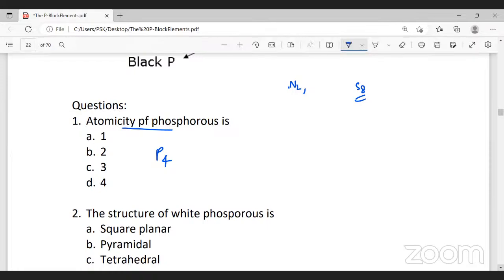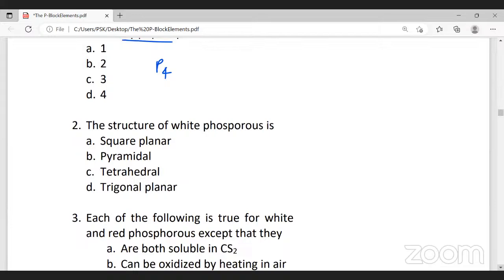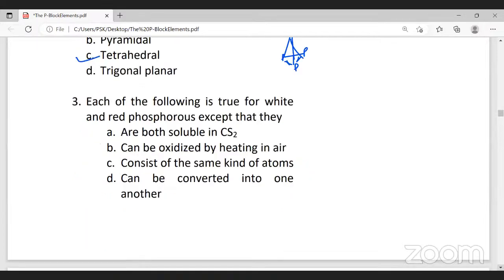The structure of white phosphorus: square planar, pyramidal, tetrahedral, trigonal planar. So white phosphorus has a tetrahedral structure, with bond angle around 60 degrees, as we learned. So the answer for this question is option C. The structure of white phosphorus is tetrahedral.